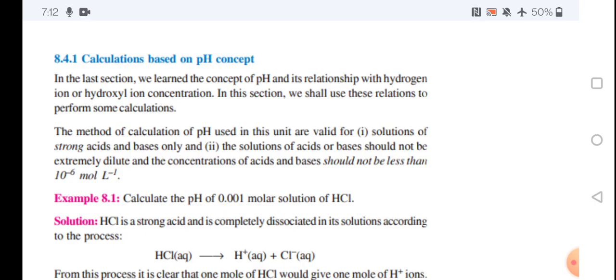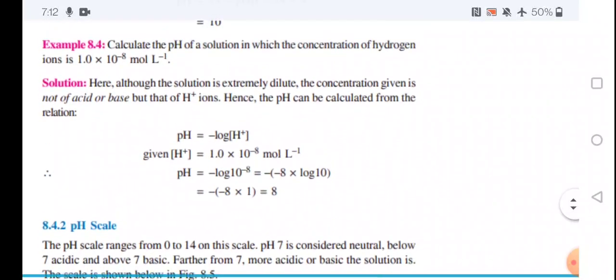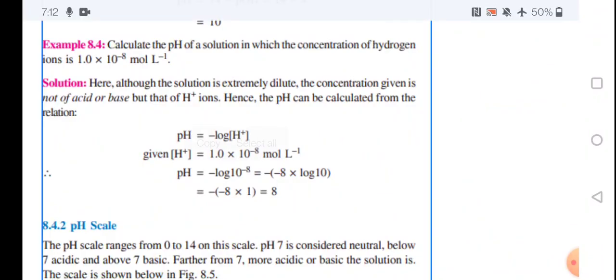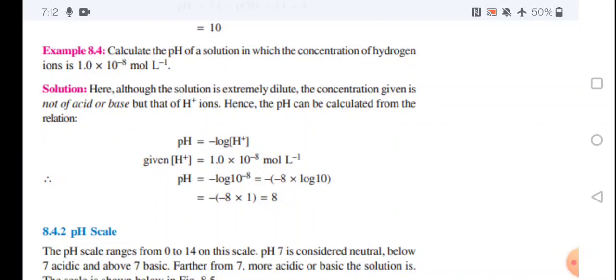It should not be less than minus 6, but in this problem we got 10 to the power of minus 8, so minus 8 is less than minus 6, so we are considering this as extremely dilute. So to find the pH, we have minus of the logarithm of the concentration of H ions. That concentration of H ion is given as 1.0 into 10 to the power of minus 8 mole per liter. Substituting the value, we get pH value equal to 8.